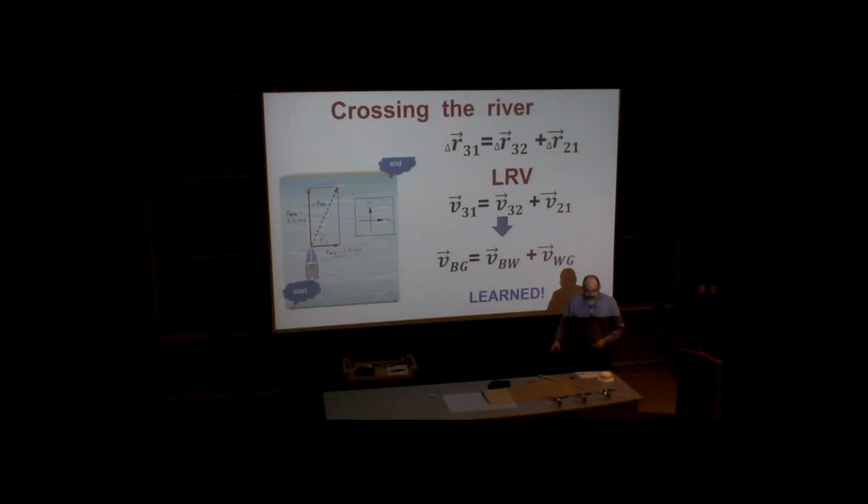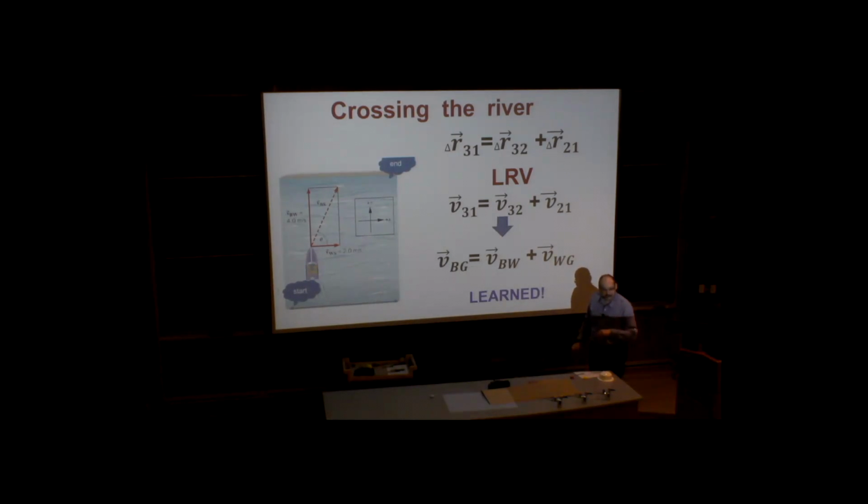The law of relative velocities works if you have a boat, river, and shore. The velocity of the boat relative to the ground is equal to the velocity of the boat relative to water or river plus the velocity of the river relative to ground. It could have been the velocity of river relative to the boat equal to the velocity of the river relative to ground plus the velocity of the ground relative to the boat.